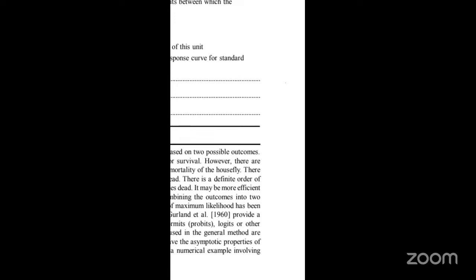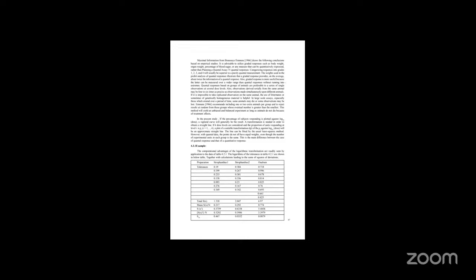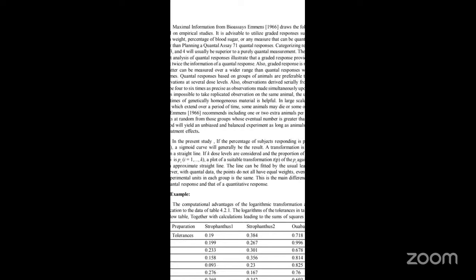And here, Maximal Information from Bioassays, 1966, draws the following conclusions based on empirical studies. It is advisable to utilize graded response such as body weight and organ weight, percentage of blood sugar, or any measure that can be quantitatively expressed rather than planning an assay with quantal responses. Categorizing responses into grades 1, 2, 3, and 4 will usually be superior to a purely quantal measurement.